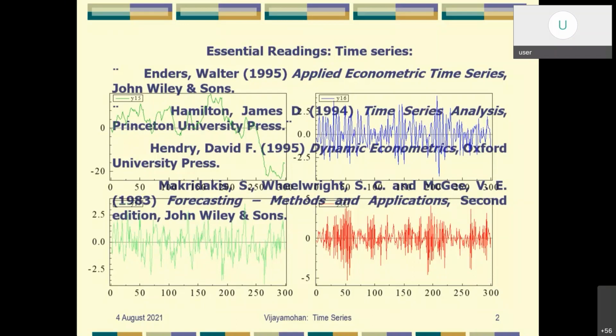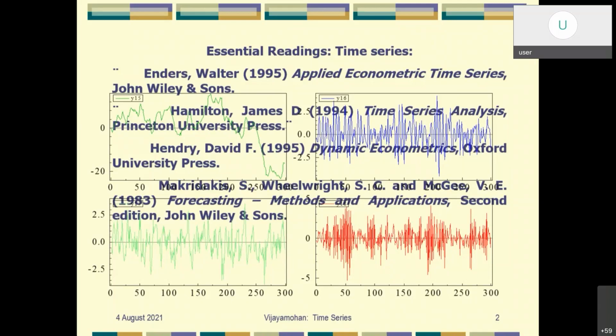Then Hamilton's Time Series Analysis is fully mathematical, so if you are mathematically inclined, you can have this book. But the language of this book is very interesting, unlike Walter Enders. Walter Enders I found a little boring with regard to language. Then David Hendry, I told you about Hendry of the London School of Economics earlier. He has a book, Dynamic Econometrics. This also is a little mathematical.